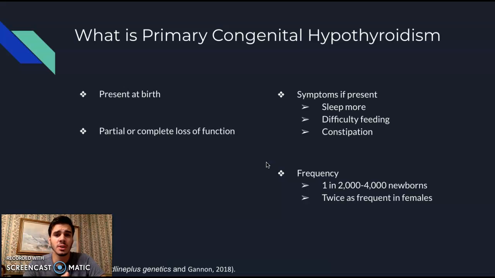The frequency of this disease is relatively low. It affects about 1 in every 2,000 to 4,000 newborns every year. For some reason, it affects females twice as often as it does males. It is unknown why exactly this happens, but statistics show that it does.